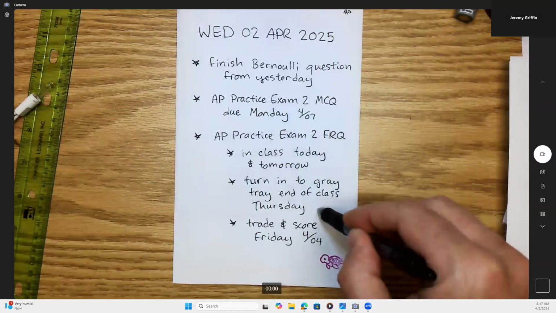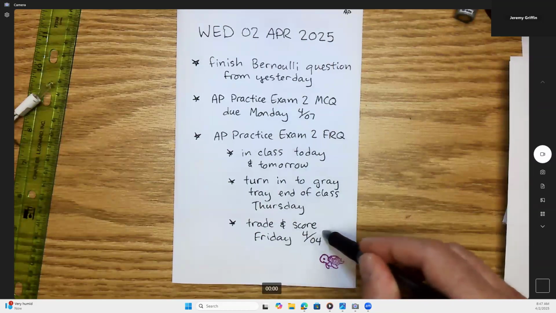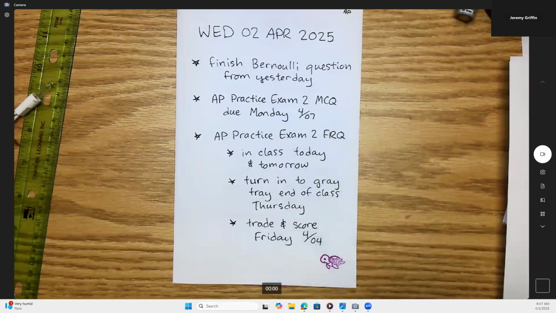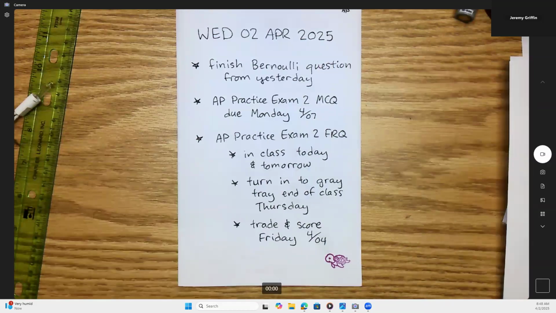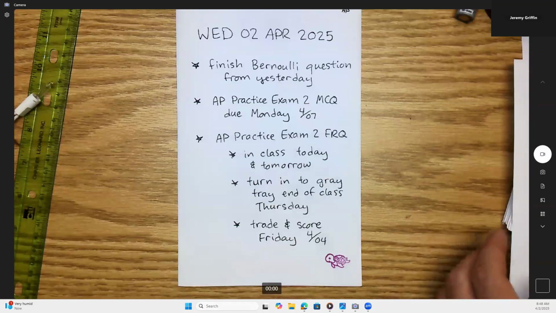So guys, tomorrow at the end of class, turn that packet into the gray tray. And then we'll do a trade score just like we did for practice exam one. And then like always, you guys get points in the actual grade book just for doing it, turning it in and scoring it. But you'll be able to see objectively how someone else would score it. And also you'll be scoring someone else's, so you can have the mind of an AP grader.